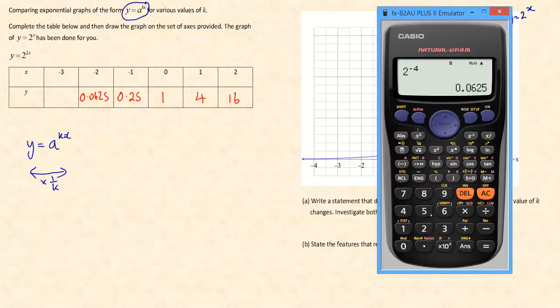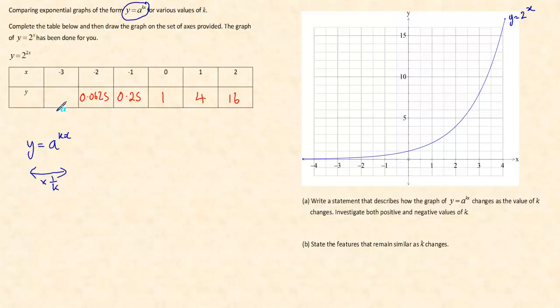And 2 to the negative 3, not that we can really plot that accurately on the sort of axes that we've got. So 2 to the negative 3. Oh, negative 3 times 2, so it will be 2 to the negative 6. So 2 to the negative 6, 0.015625. So, let's see what we can plot.